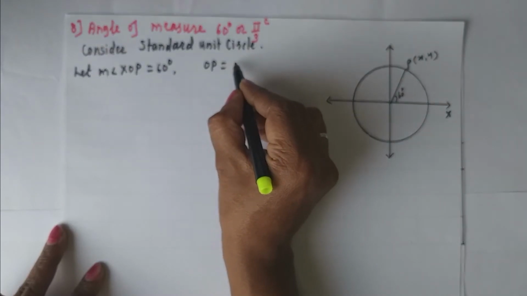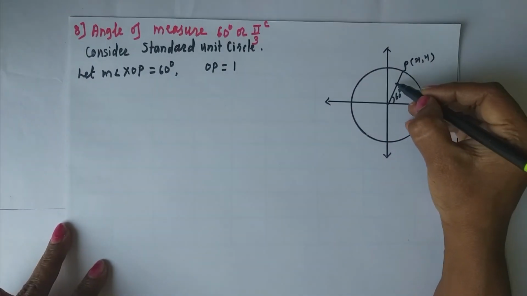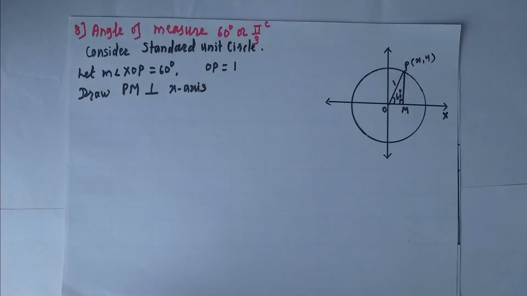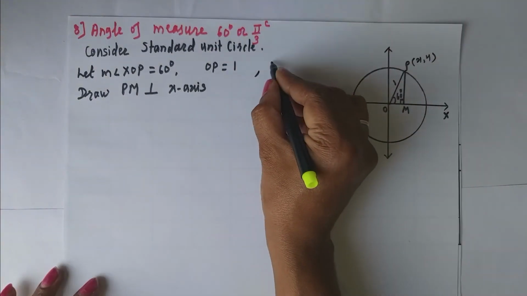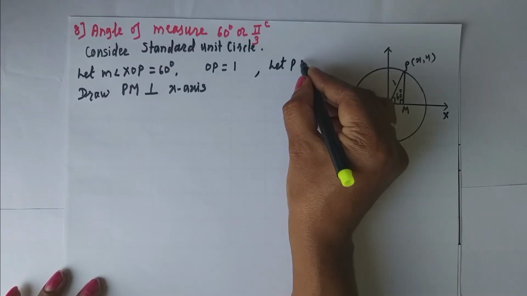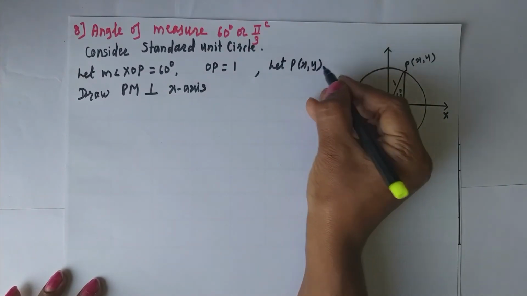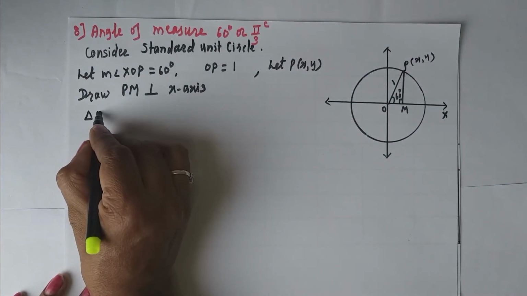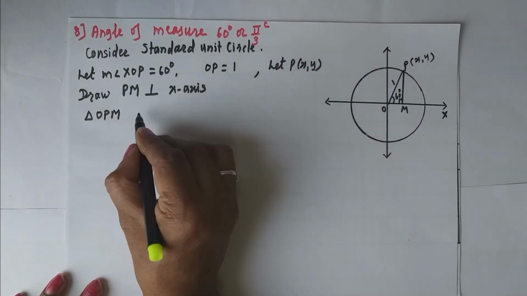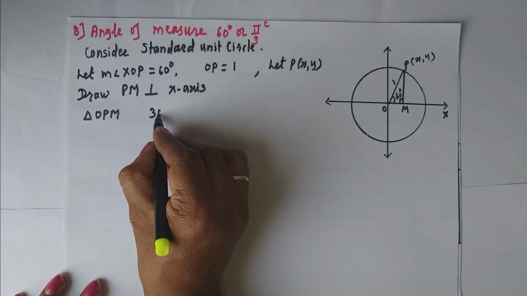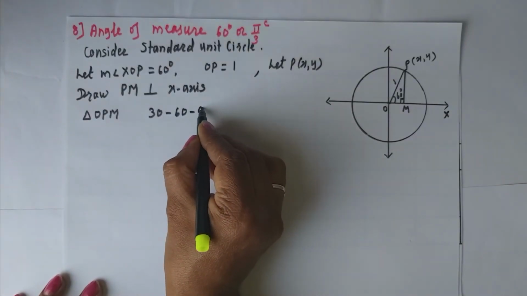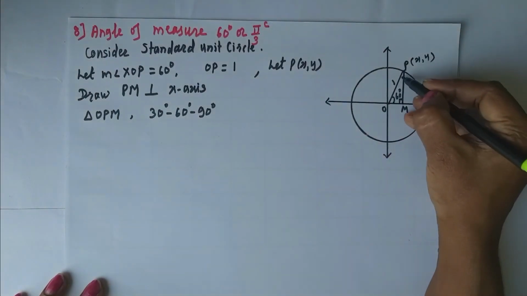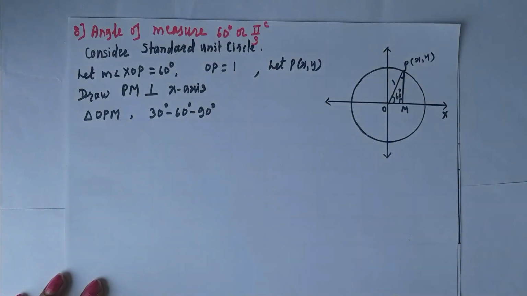OP is the radius of the circle, and as it is the standard unit circle, this OP will be 1. Draw PM perpendicular to the x-axis, and let the coordinates of P be x, y. Then our aim is to find the coordinates x, y. Now what is this triangle OPM? This triangle is a 30, 60, 90 degree triangle. See here, this angle is 60 degrees, this is 90 degrees, so the remaining angle will be 30 degrees.